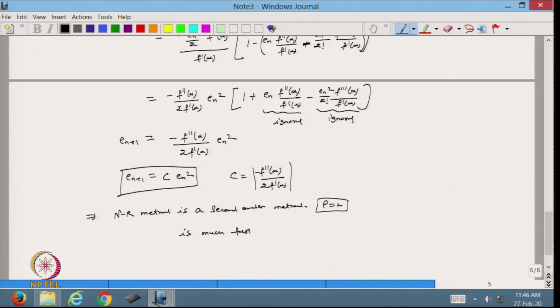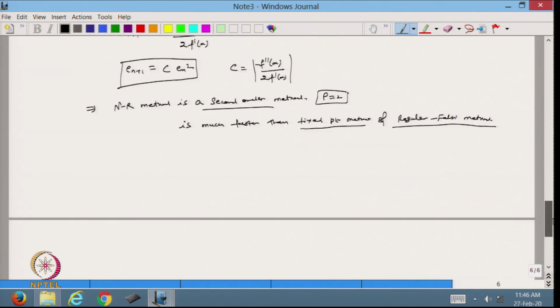So, based on this p I can say that this method is much faster than the fixed point method and regula falsi. So, based on this one I can say that, okay, I should get much faster convergence when I apply the Newton-Raphson as compared to the fixed point methods or the regula falsi method.